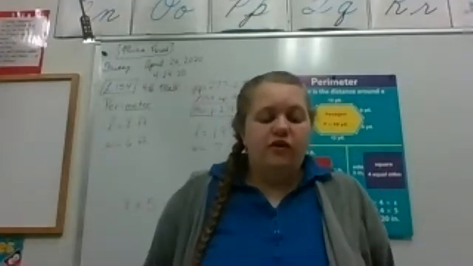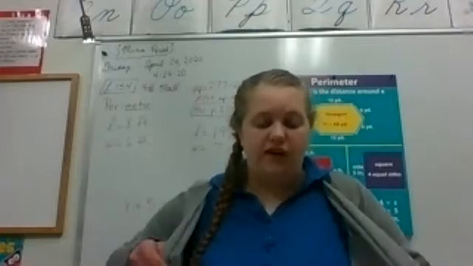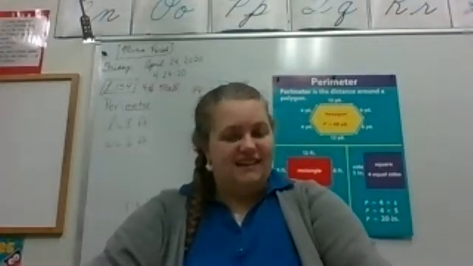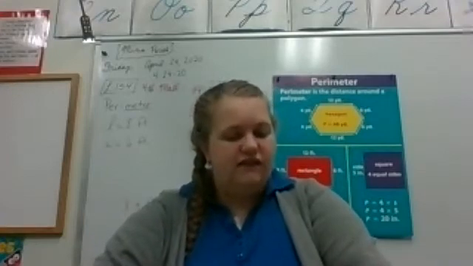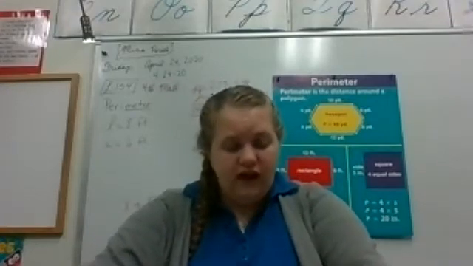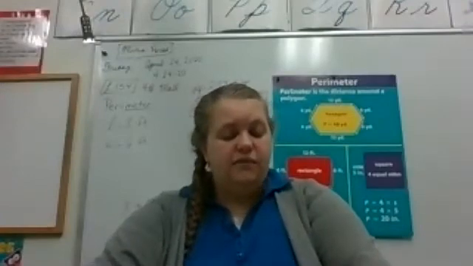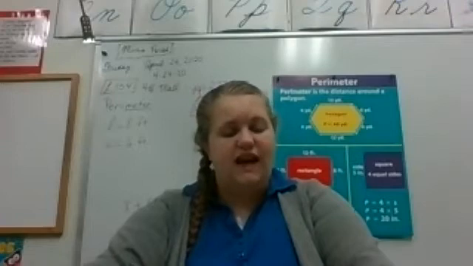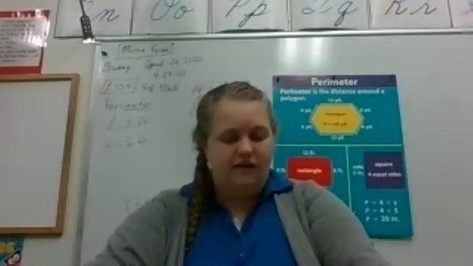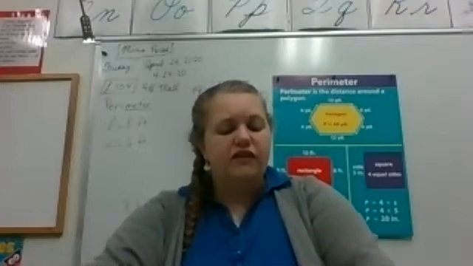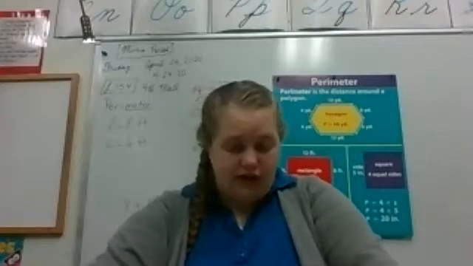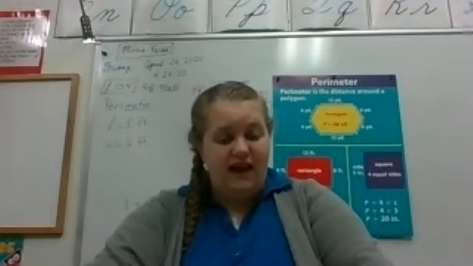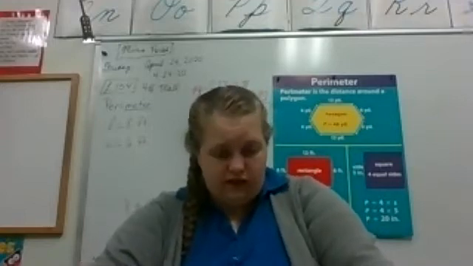So the perimeter of a polygon is the distance around the polygon. The perimeter is found by finding the sum, that's addition, right, of the lengths of the sides. So if we have a triangle, we name the sides A, B, and C, and we say perimeter equals A plus B plus C, okay? But the rectangle is a little different. When we have a true rectangle, the perimeter equals length plus width, okay?